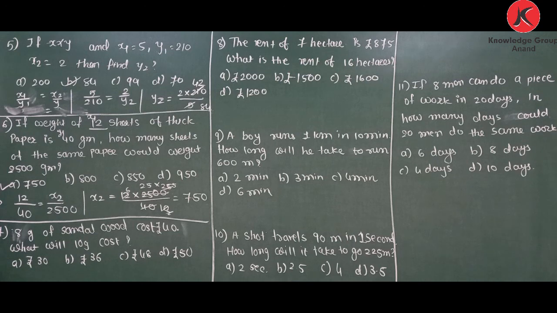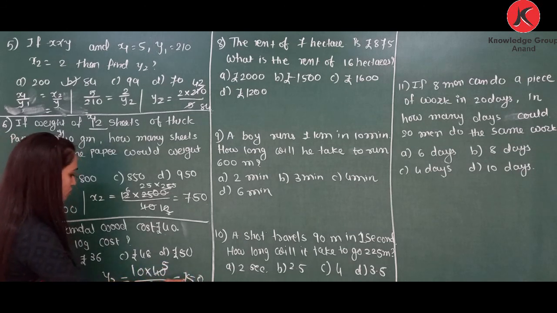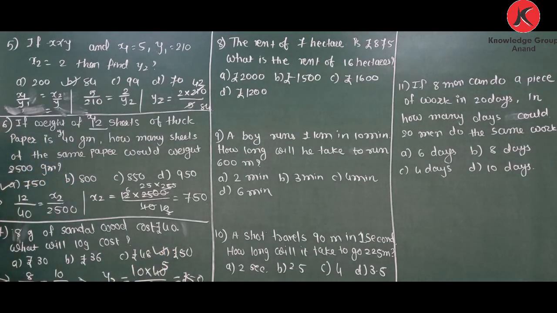Next one. 8 gram costs 40 rupees. So if weight is increasing, cost will also increase, means it is in a direct proportion. So we can write 8 by 40 is equal to 10 by y2. So here we need to find y2 because that is the cost. So y2 will be multiplied and 8 will be in a divide. So it is 15. So that will be option B.